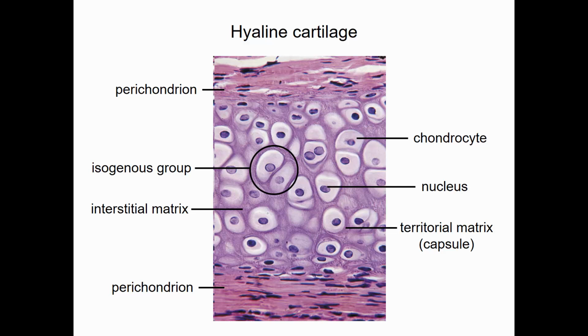And this is a process of differentiation. It's called appositional growth of cartilage. It means growth from the sides, from the edges. And it's a differentiation process because you have these cells that are not chondrocytes becoming chondrocytes. First they become chondroblasts, and then they become full chondrocytes.